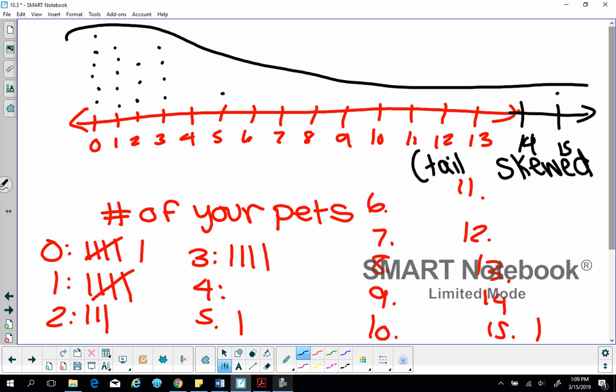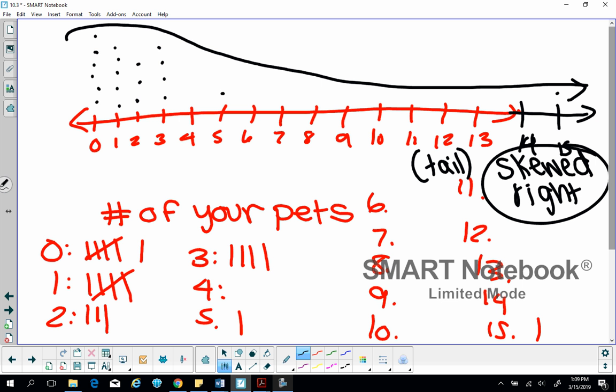Skewed exponential. So where is the tail at? The right or the left? Right. Skewed right. So this is skewed right exponential. Does that make sense? This is skewed to the right because the tail is at the right. If the tail was at the left, it would be skewed to the left.